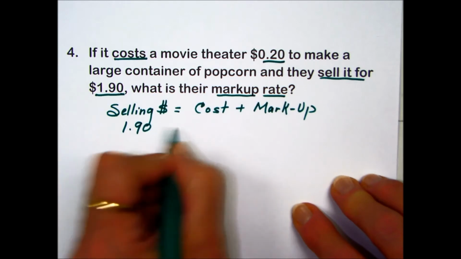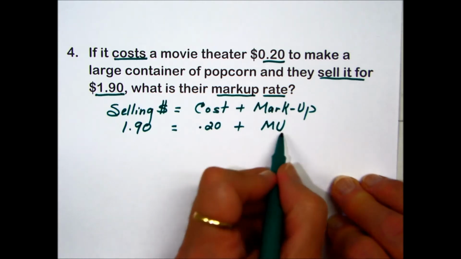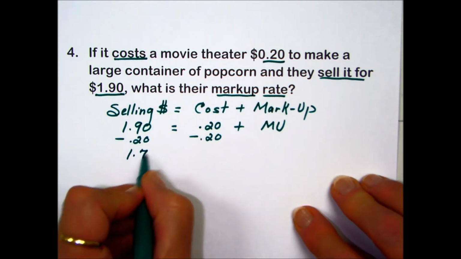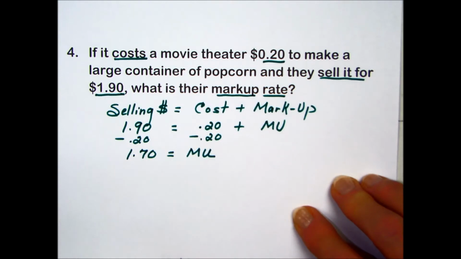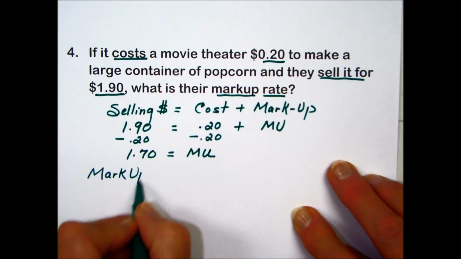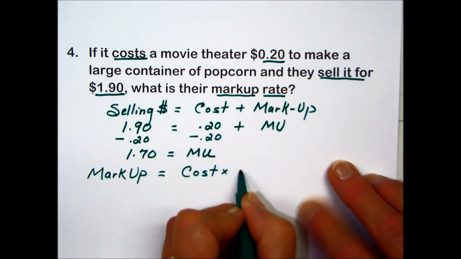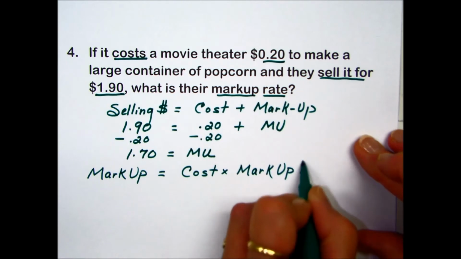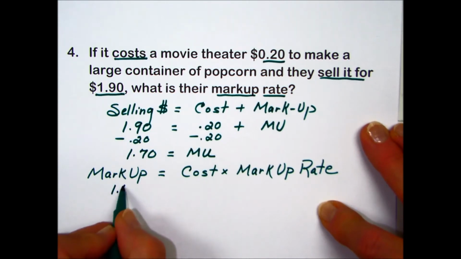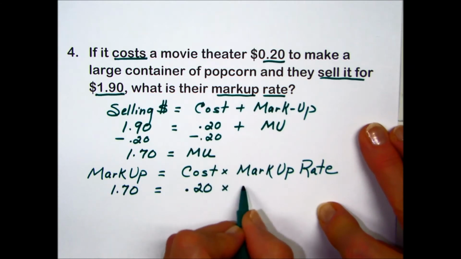Selling price of $1.90 is equal to the cost, 20 cents, plus the unknown markup. To solve for that markup, we'll subtract 20 cents from each side. $1.90 minus 20 cents leaves us with a markup of $1.70. Well, the problem is after the markup rate, and to determine the markup rate, we'll use the formula for finding markup. Markup, which we just determined, is found by taking the cost times the markup rate. Replacing these terms with the values that we know, the markup, or the additional amount added to the cost, was determined to be $1.70. The cost of the popcorn is 20 cents, and what we don't know is that markup rate.